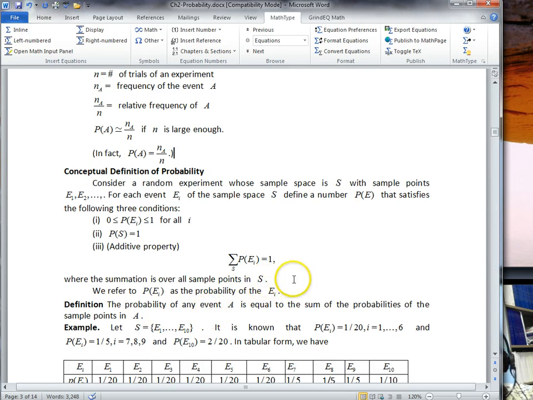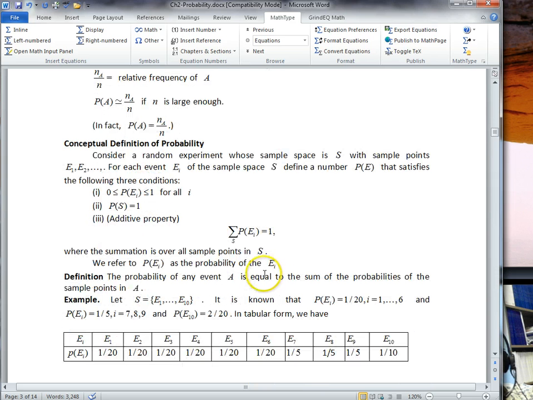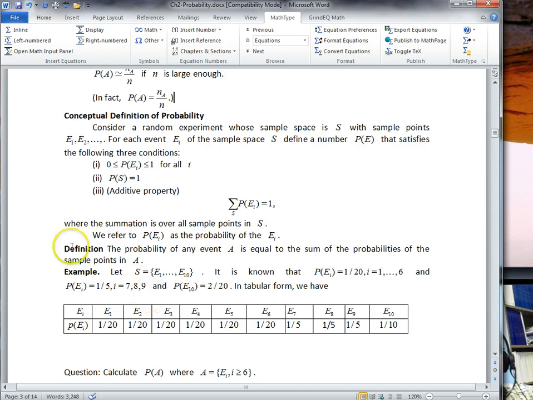So what this does is we assign probabilities to events, while in the earlier definition we compute the probability as a relative frequency. We'll talk about this a little bit later. Let's go do an example first.